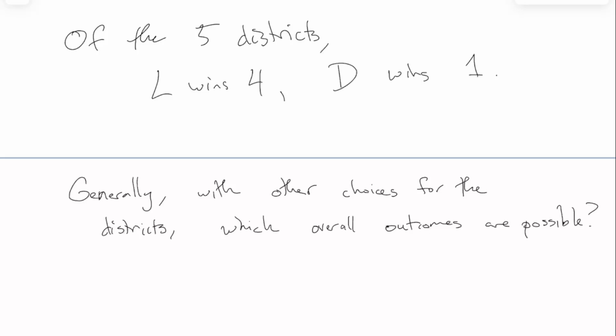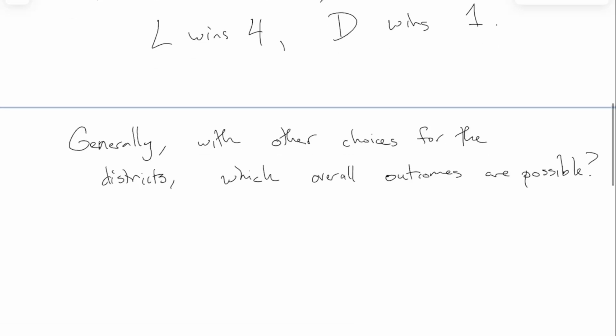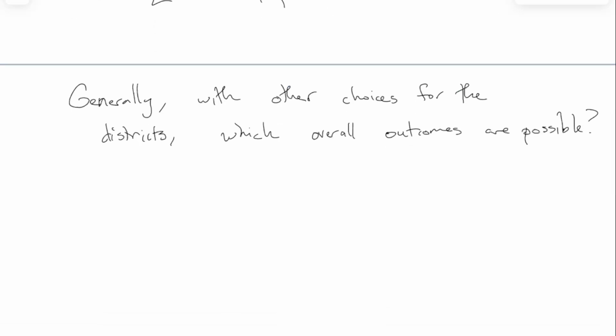You might think, yeah, maybe you could do that. Could you make the L win 2 and the D's win 3? Could you make the L win all of them? Could you make the D's win all of them? These are the kinds of questions that I want to ask. That's what I mean by which overall outcomes are possible. And then another question would be, now once you know which ones are possible, can we actually draw them? And these are actually 2 different questions. They sound kind of the same, but which overall outcomes are possible? And then also, can we actually draw each possible outcome?